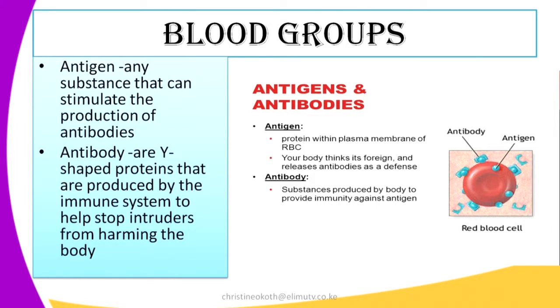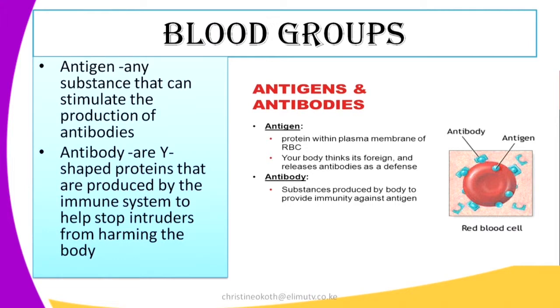While antibodies are Y-shaped proteins that are produced by the immune system to help stop intruders from harming the body. We can compare antigen and antibody to a soldier who is on the borderline. The antigen is like the soldier. He is patrolling there to see if there is any invasion of an enemy or an intruder. When he notices that there is an intruder, he will either shoot or arrest that person. So by shooting, those are the antibodies. They are meant to destroy the enemy.